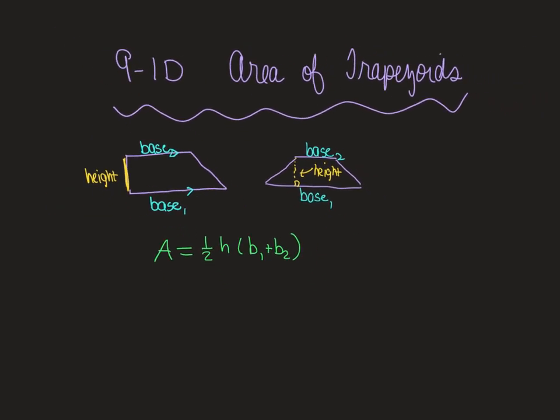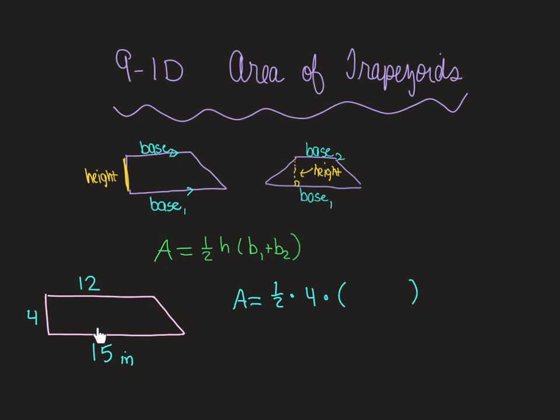So let's do a real example. All right, so I'm going to write A equals 1/2 times the height. Well, the height is 4 times the two bases added up. 12 plus 15, 15 plus 12, it doesn't make any difference. Now, order of operations says I have to add these first. That's my first step. So A equals 1/2 times 4, none of that changes. But now I get to figure out an answer to this, which is 27.